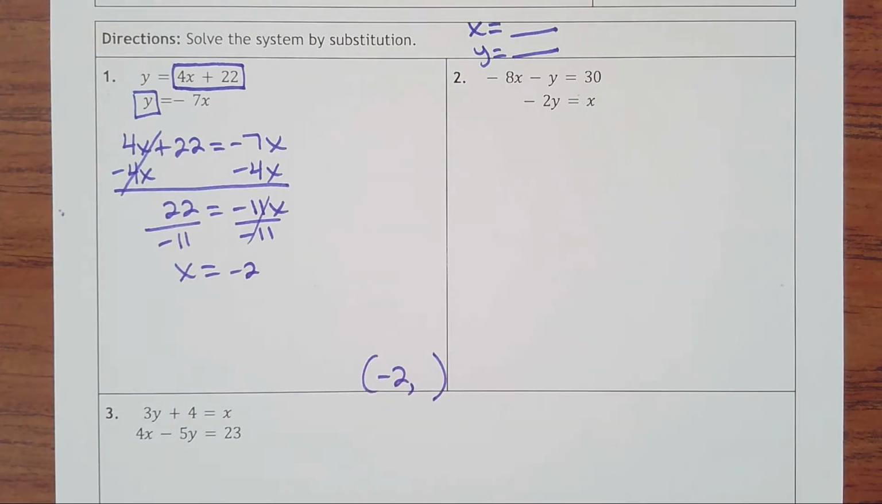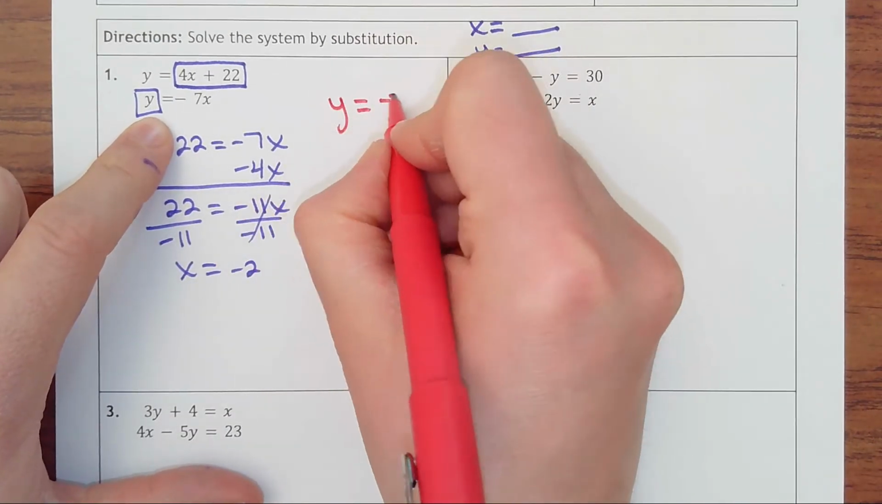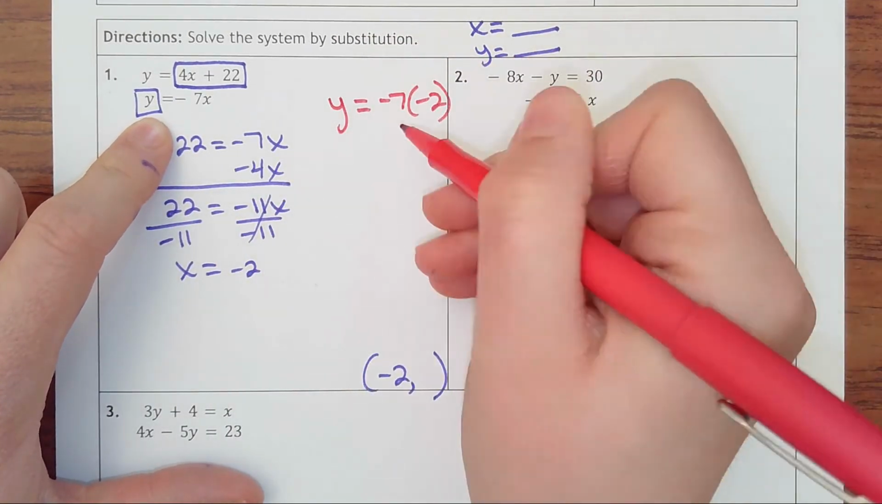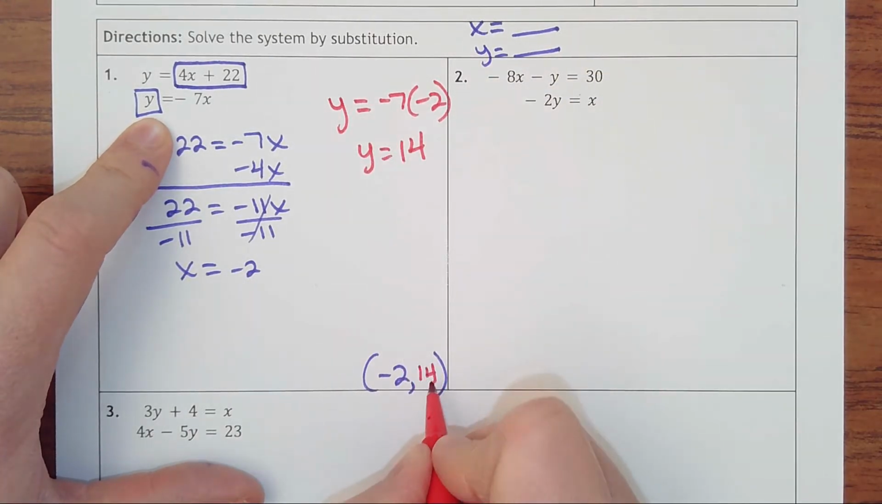Now you have options again. Pick one of the original equations to plug negative 2 back into. I know that the bottom one is definitely going to be faster for me because y is simply equal to negative 7 times my x value I found, and that would make positive 14. So that's where my two lines cross.